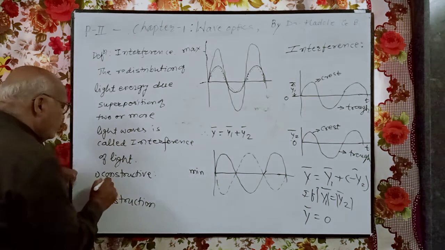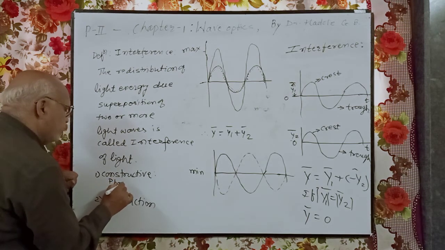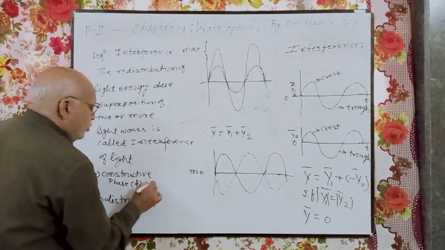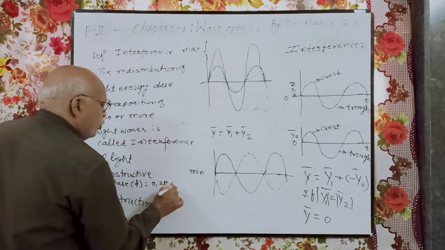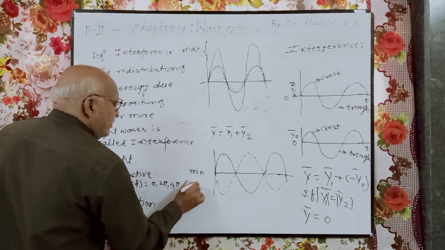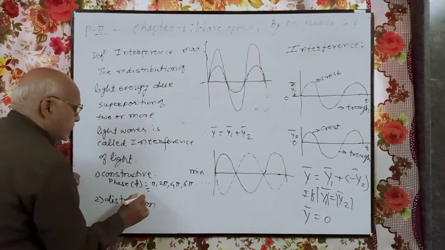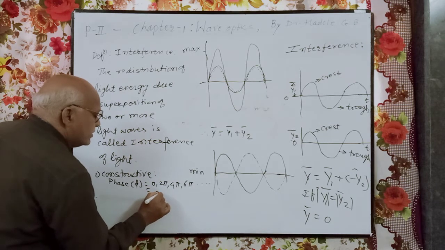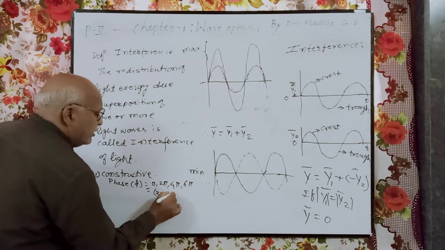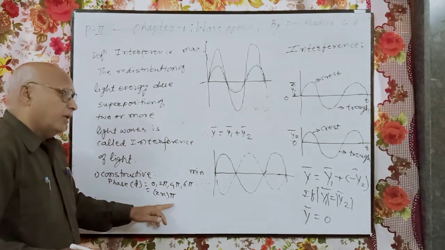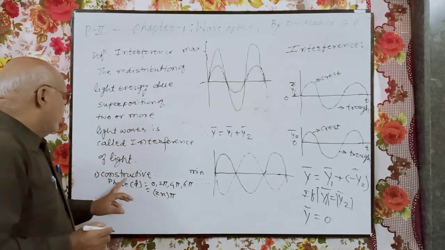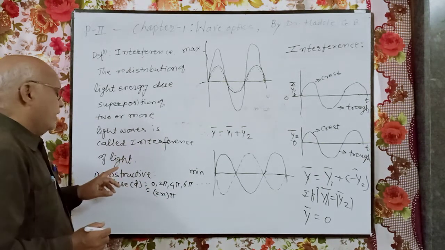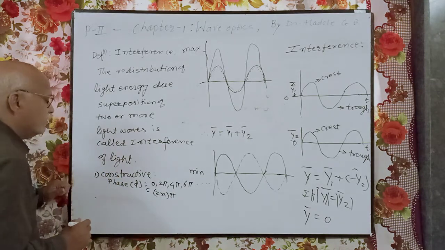The condition for phase difference: the phase difference is 0, 2 pi, 4 pi, 6 pi and so on. This is equal to 2n pi, meaning even integral multiple of pi. Or we can say that if the phase difference is an even integral multiple of pi, then that is a constructive interference.